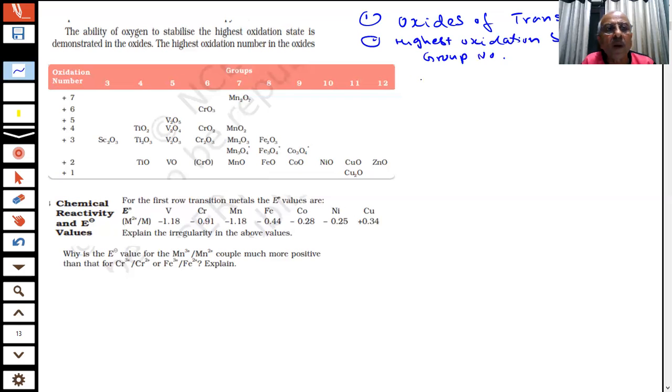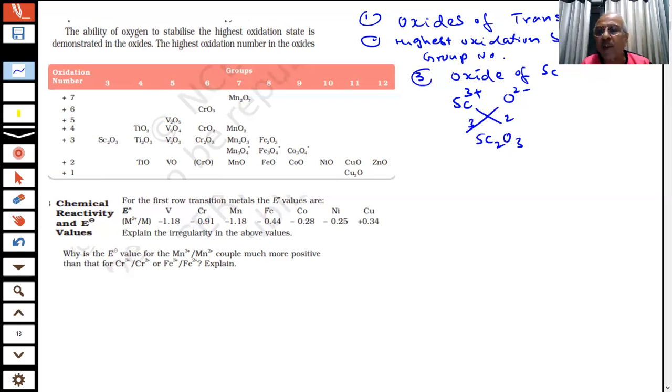Tell me the oxide of scandium. What is the oxidation state of scandium? Scandium is +3, only +3. This question has been asked many times. It is Sc2O3. With oxygen as 2 minus, you will multiply this by 2, and this by 3. Same method of finding the formula, 10th class chemistry. So Sc2O3. This is the +3 oxidation state of scandium, which is the maximum oxidation state possible for scandium.